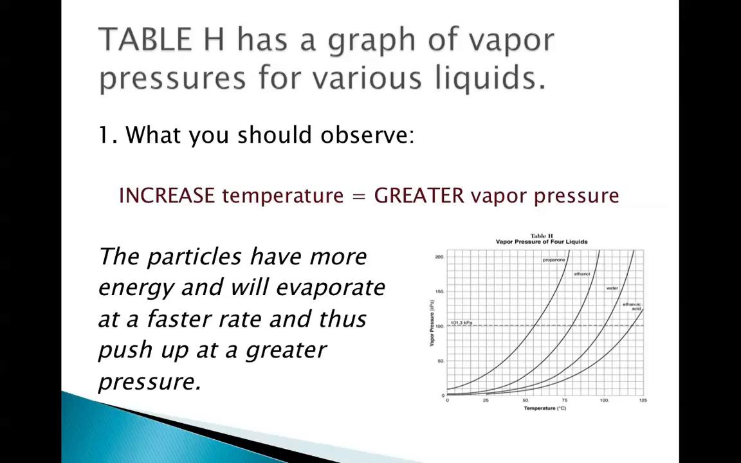So there's two things I want you to be able to observe by using table H. First off, if we increase the temperature, we're going to get a greater vapor pressure. And this goes for any of the four liquids on table H. When I increase the temperature, we get an increase in the vapor pressure. The particles have more energy and are able to evaporate at a faster rate, and thus they push up with a greater pressure, which means that we have a greater vapor pressure.